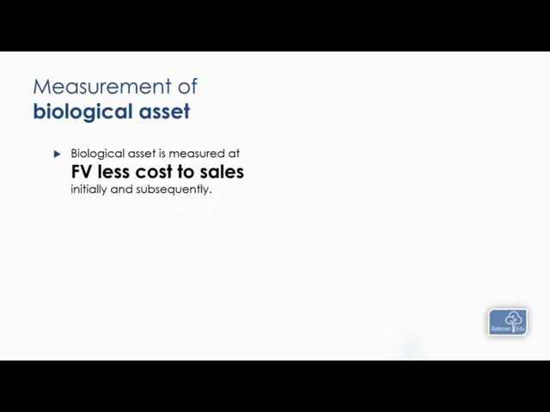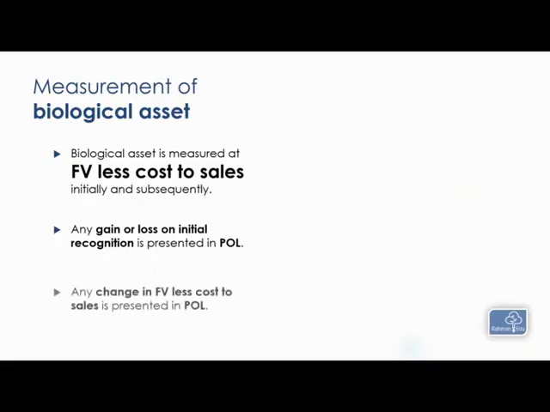And also, if you want to sell this biological asset, maybe there is some transportation cost, you need to take the asset to the market, and also you need to pay some commission. Deduct those carriage out and commission from the market price, and you get fair value less cost to sell. Any gain or loss on initial recognition is presented in profit or loss. Similarly, any gain or loss from changes in fair value less cost to sell subsequently will be presented in profit or loss.